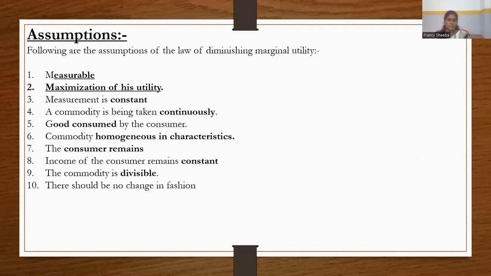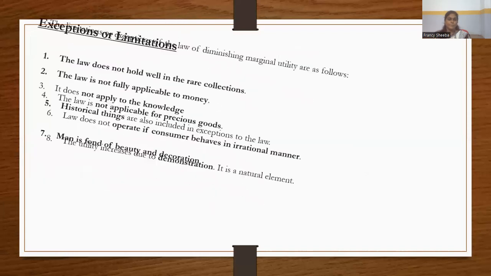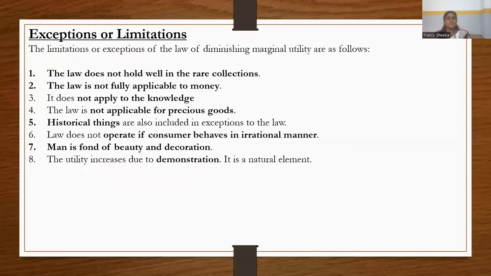7. The taste of the consumer remains the same during the consumption of the successive units of the commodity. 8. Income of the consumer remains constant during the operation of the law of diminishing marginal utility. 9. It is assumed that the commodity is divisible. 10. There should be no change in fashion. For example, if there is a fashion of lifted shirts, then the consumer may have no utility in open shirts.